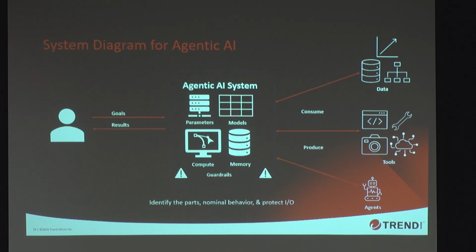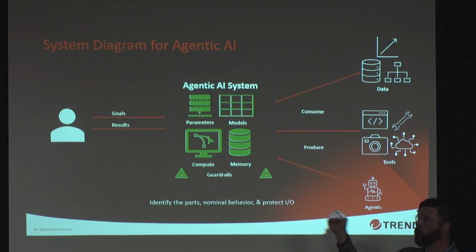We need to understand what the boundary of our system is. What is it intended to do, and what is it intended not to do? And in drawing that boundary, I think we need to consider really these four parts of the agentic AI system. What are the parameters, including the system prompts that are being used? The models.